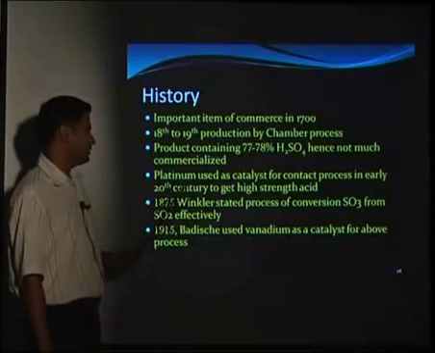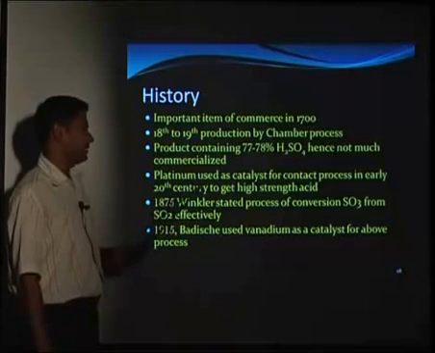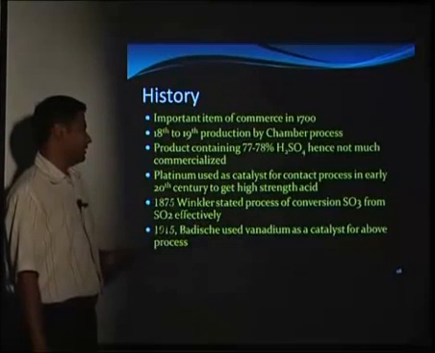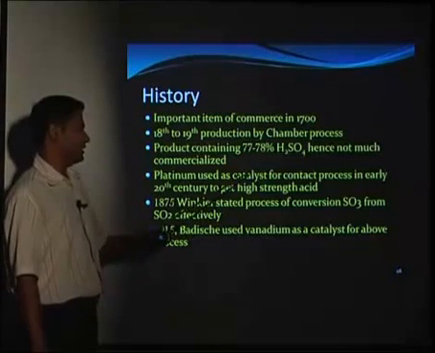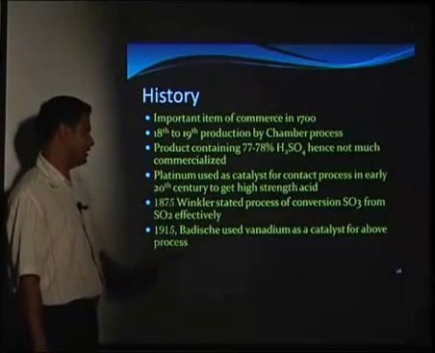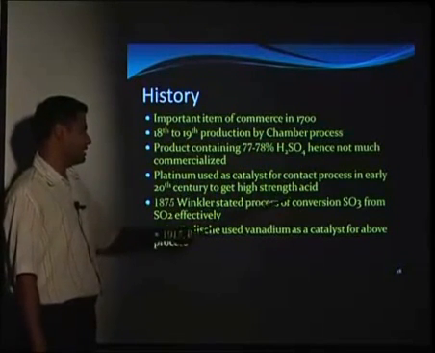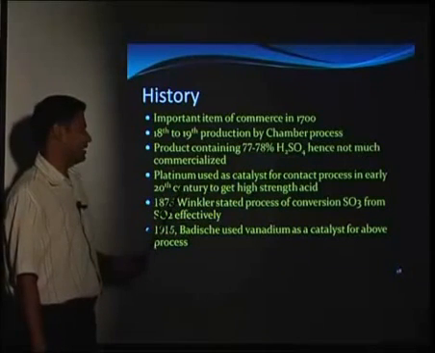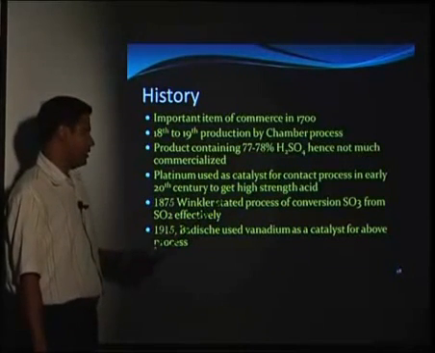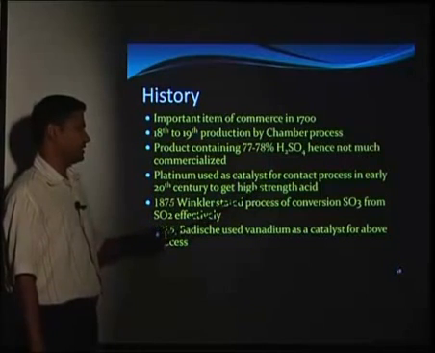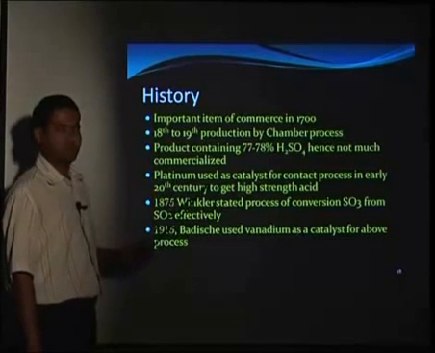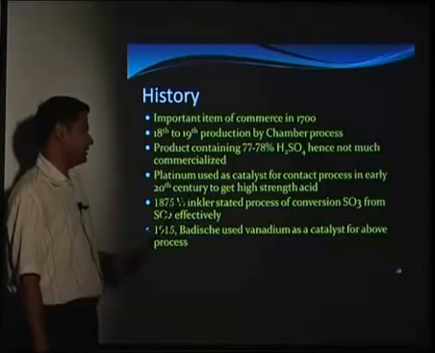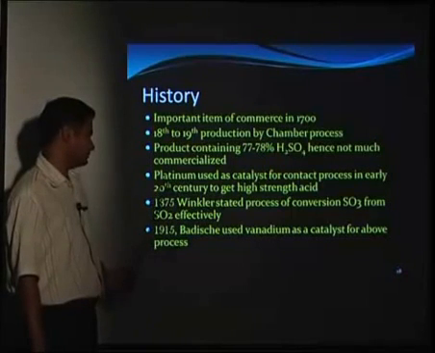Earlier, they were using platinum as a catalyst in the contact process. Platinum was used as a catalyst for the contact process in the early 20th century to get the high strength acid. You see over here, the platinum is very expensive, so whatever high strength acid we are getting also becomes expensive because of the platinum. So that was in the early 20th century.